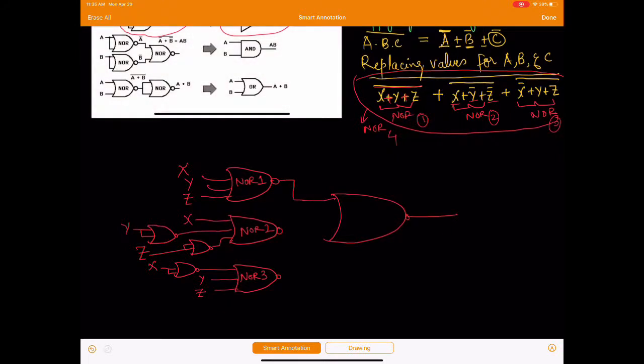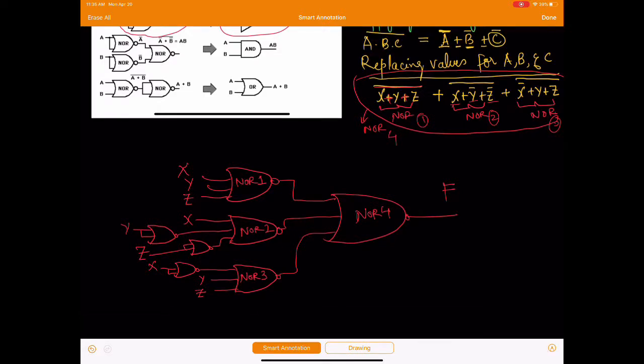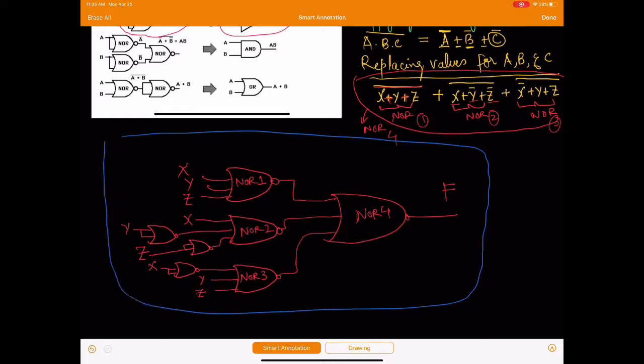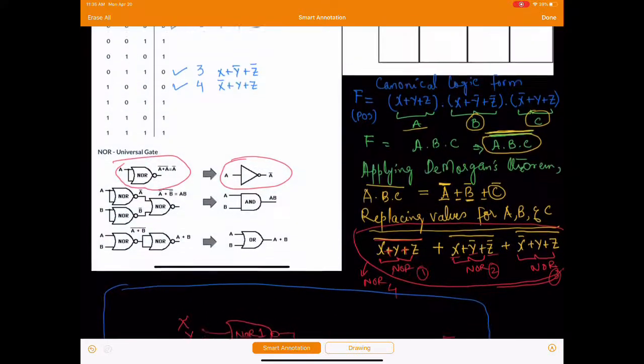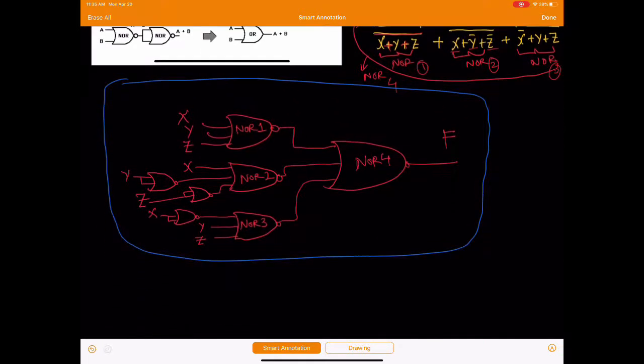The inputs to that are NOR 1, NOR 2, and NOR 3. So you connect the output of NOR 1, NOR 2, and NOR 3 to NOR 4, and that is your F. Now notice here, everything is NOR gate here. The whole circuit diagram is made up of NOR gates. And this was when you were using the canonical form, canonical expression. This is from the canonical expression.